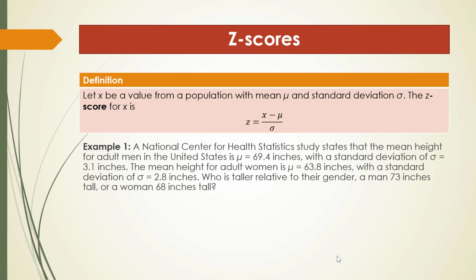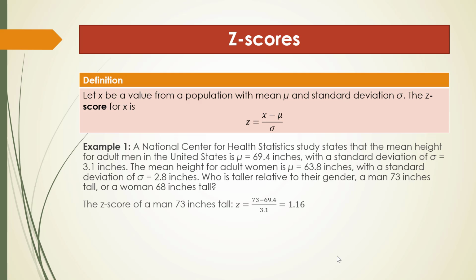Who is taller relative to their gender? A man 73 inches tall and a woman 68 inches tall. So here in this situation, we cannot compare the height of a man with a woman by simply using their actual heights. In this situation, we need a tool that is the Z-score. Z-score is just like a common tool to compare two values from different populations. So here I'm gonna find the Z-score for a man 73 inches tall and a Z-score for a woman 68 inches tall.